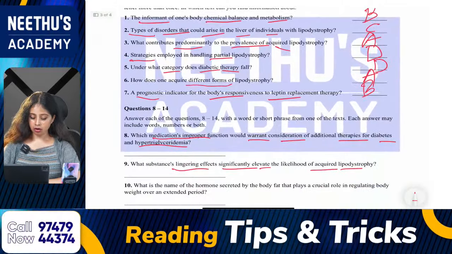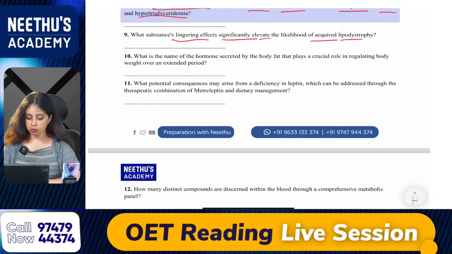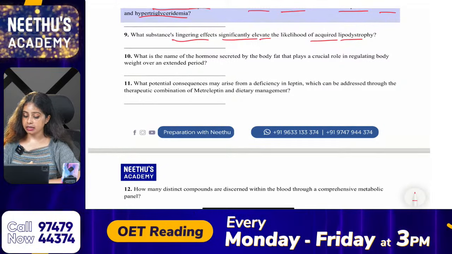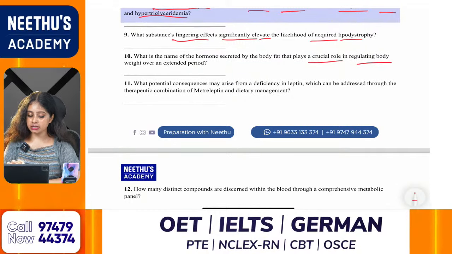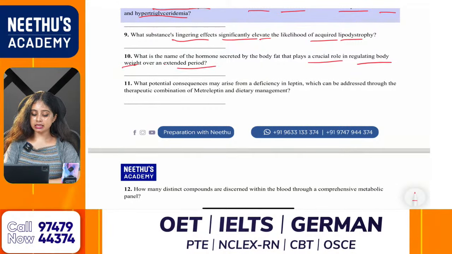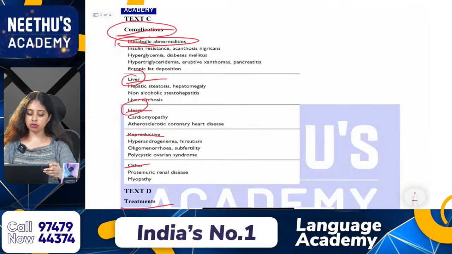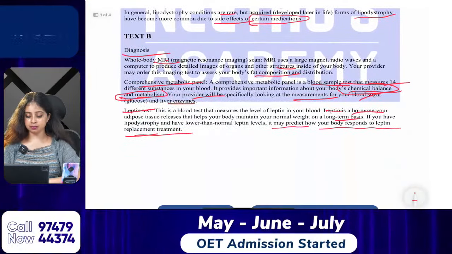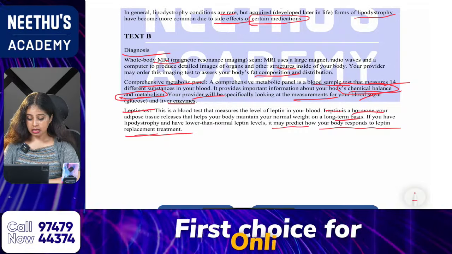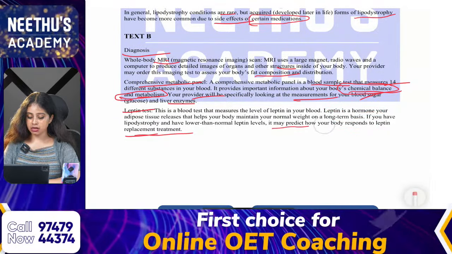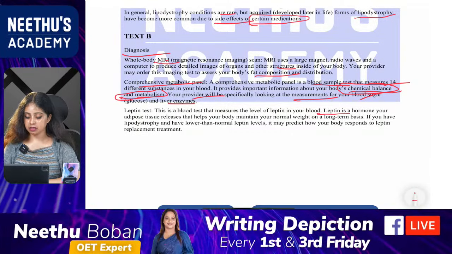Good. Then 10th question. What is the name of the hormone secreted by the body fat that plays a crucial, important role in regulating body weight over an extended period? So what is the name of the hormone? It is mentioned, as you can see here, in text B. That is leptin, which is mentioned here from text B, the last paragraph. The name of the hormone is leptin.